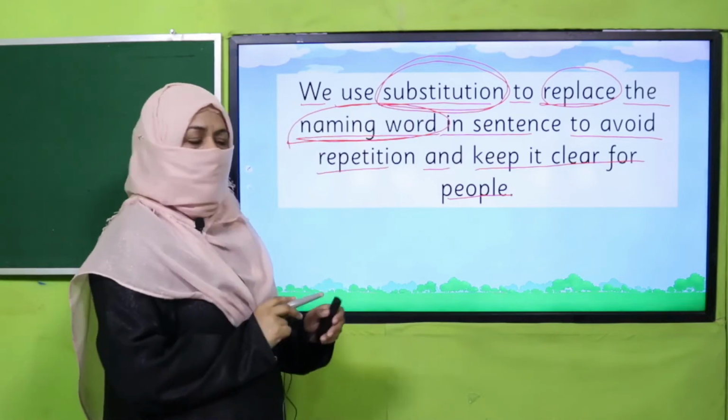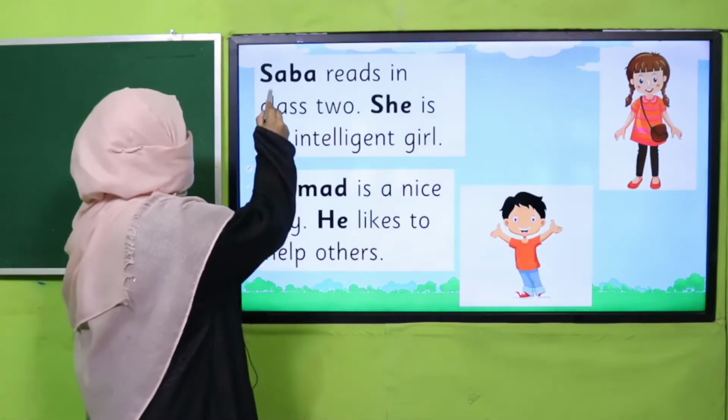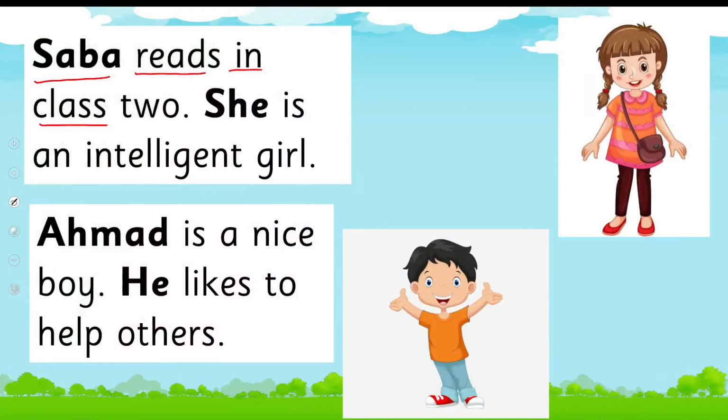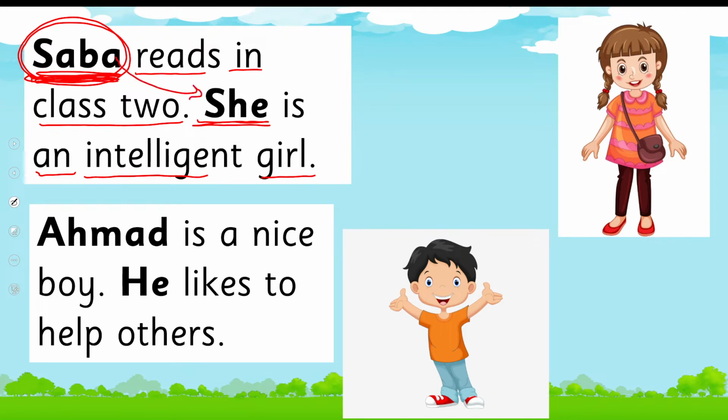Do you understand? So let's see, how do we do it? Saba reads in class 2. Okay, now Saba is a girl. So in the second sentence, instead of writing Saba again, because she is a girl, we will replace her name by this word she. She is an intelligent girl. So we should be careful, because we are talking about a girl, we are writing about a girl. That's why we will replace her name with she.